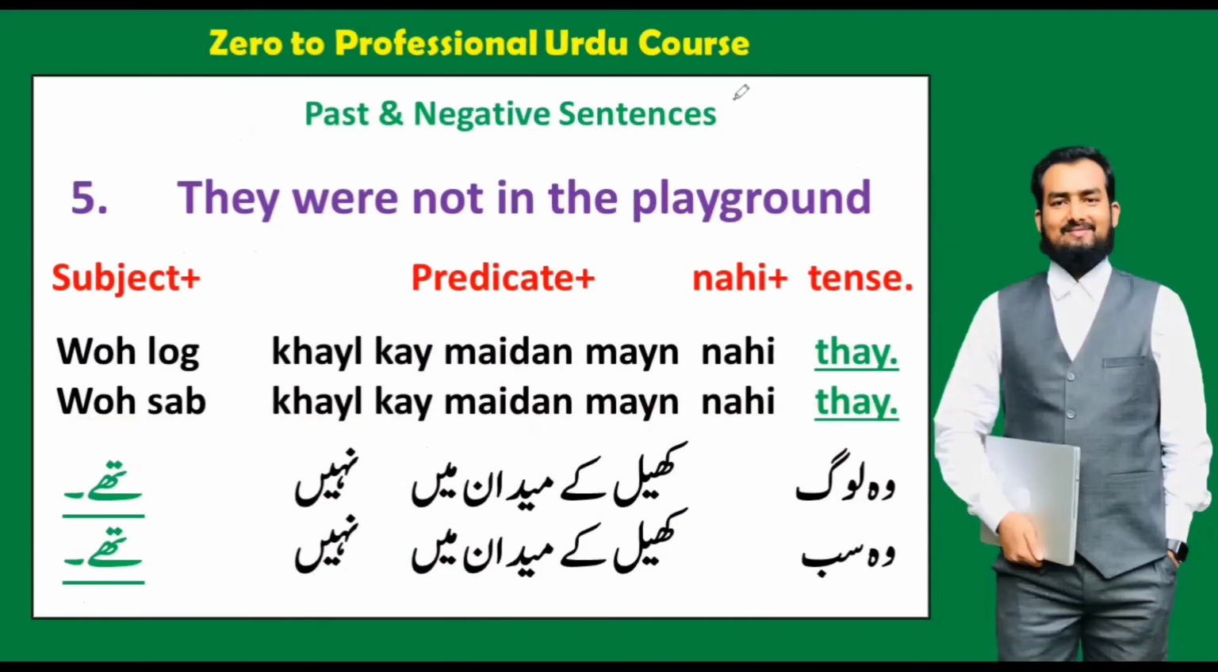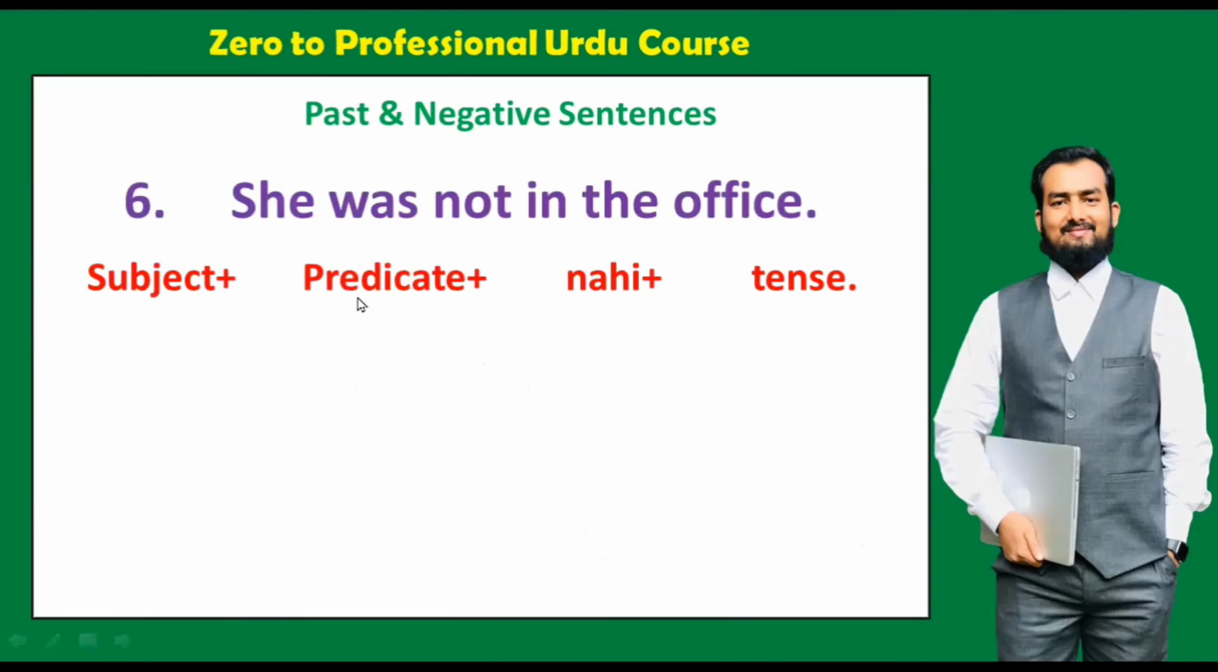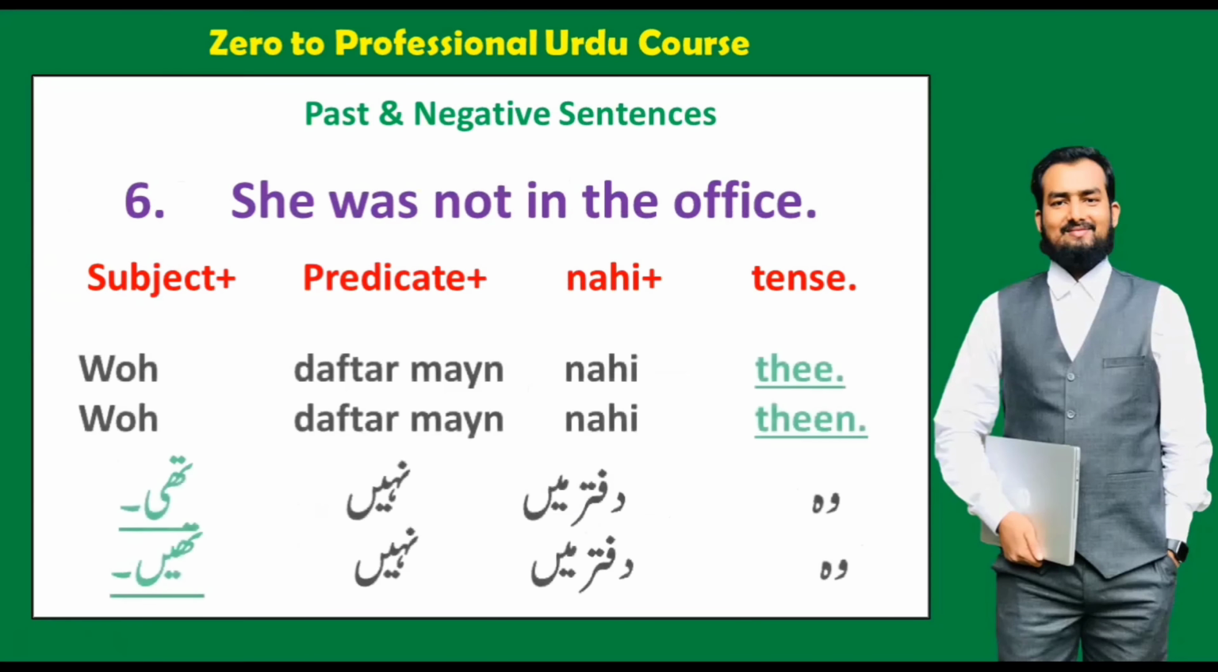Okay. And the next sentence is she was not in the office. How will you say? You will say वो दफ्तर में नहीं थी. Or in formal way we will say वो दफ्तर में नहीं थीं. Okay, so she was not in the office. वो दफ्तर में नहीं थी. Because she is female, that is why as a tense we have used here थी or थीं.